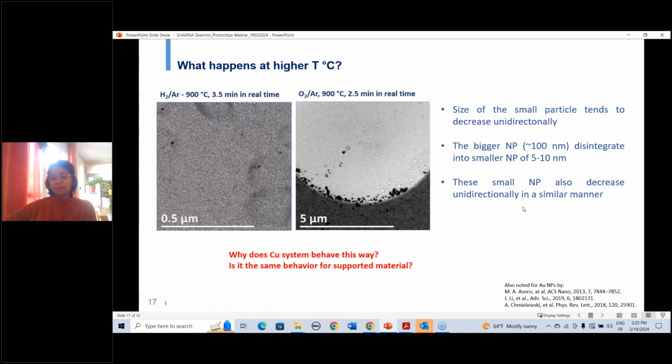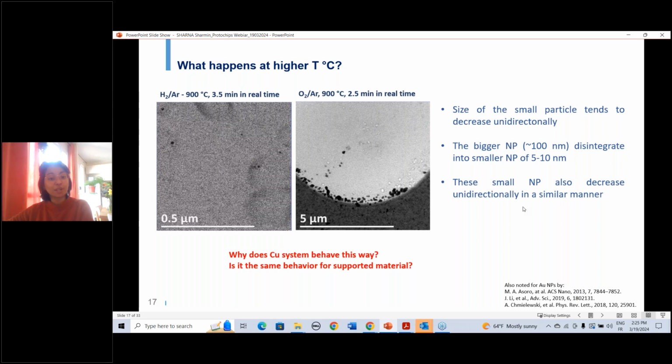So this was a very curious observation that we had, because in our real system, when we have our material, it doesn't undergo evaporation like this. So we tried to understand what could be the possible reason.